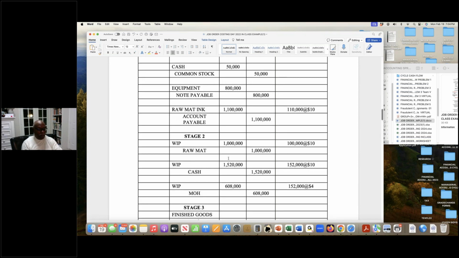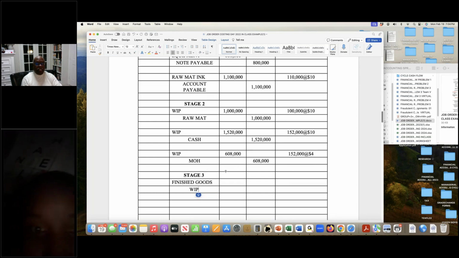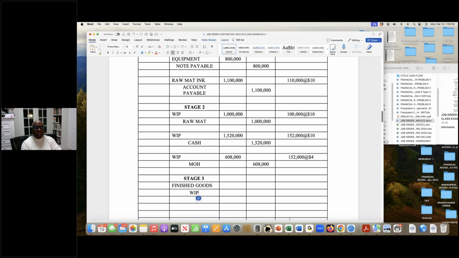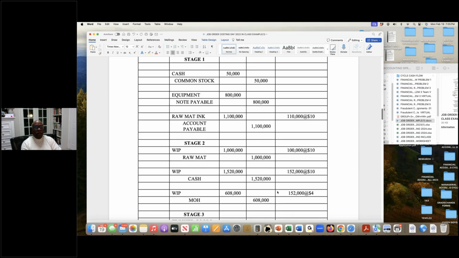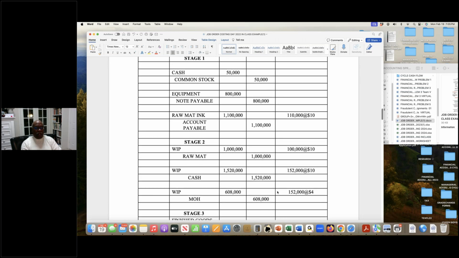So we bought the raw materials, we went to stage 2 and made the items, and now we're going to transfer these costs to finished goods. So how much are we going to transfer to finished goods? Now it's time to do some posting, and we're just doing a partial posting.